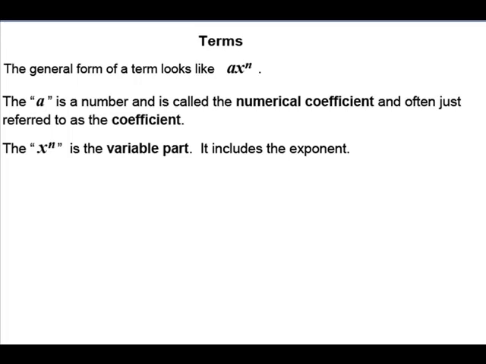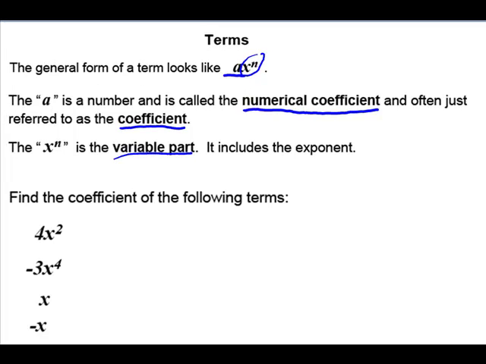Terms. The general form of a term looks like this, where the a is some number, and it is called the numerical coefficient, and often referred to just as the coefficient. The x to the n is the variable part, and it includes the exponent. The first thing we need to practice is picking off the coefficient of terms.